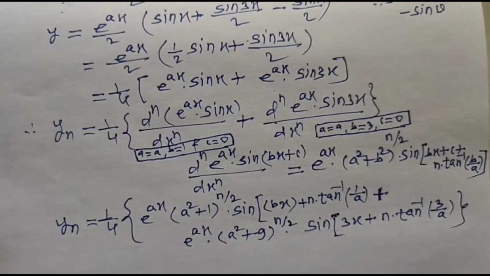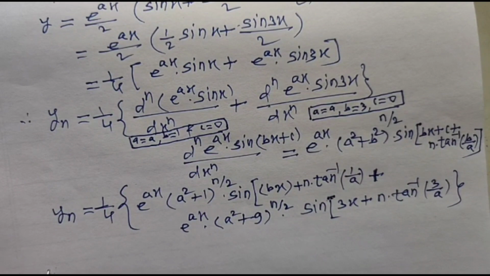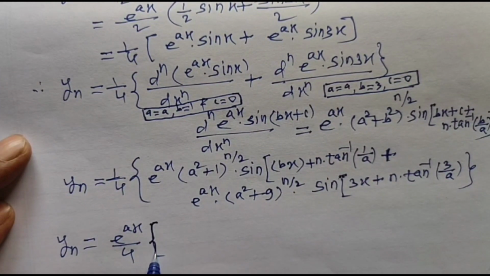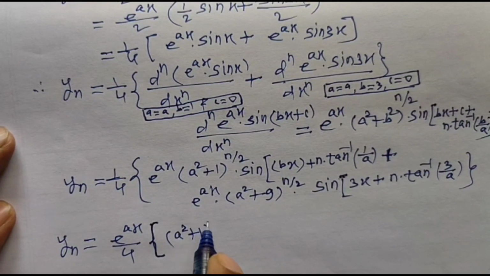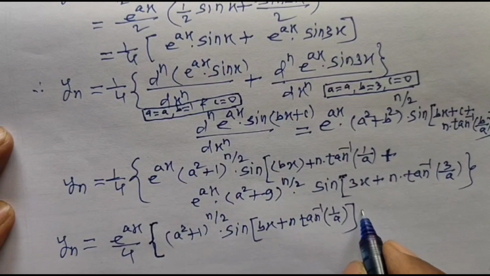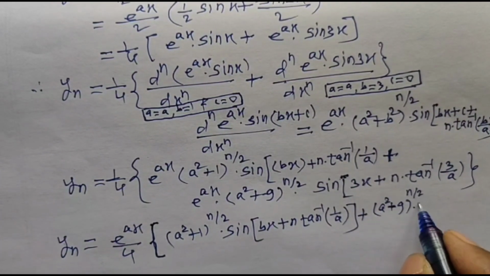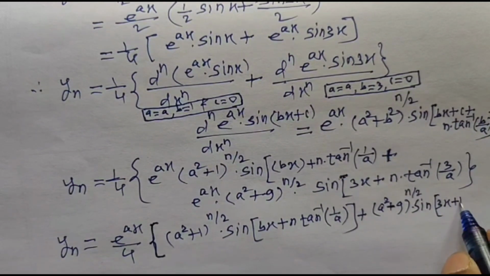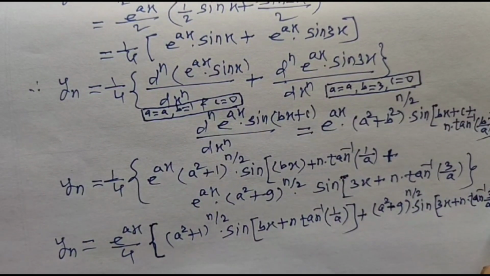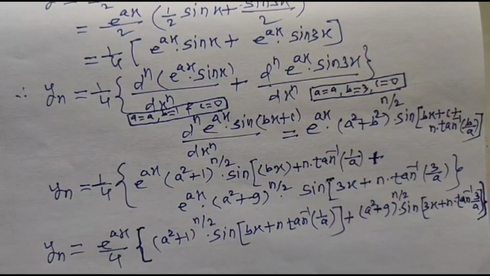Now you can simplify this, taking e to the power ax common from the first term and from the second term. yn is equal to e to the power ax divided by 4 into bracket, a square plus 1 to the power n upon 2 sin of x plus n times tan inverse 1 upon a, plus a square plus 9 to the power n upon 2 into sin of 3x plus n times tan inverse 3 upon a, and now closing the bracket. This is the final solution of this sum.